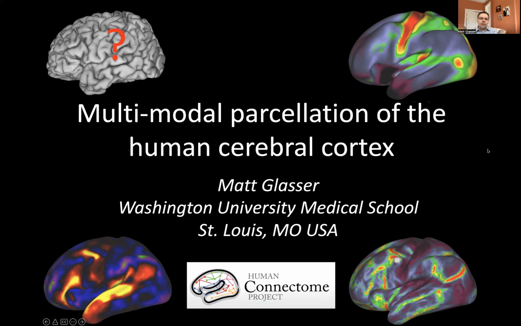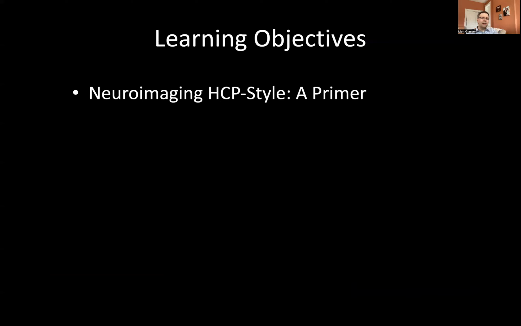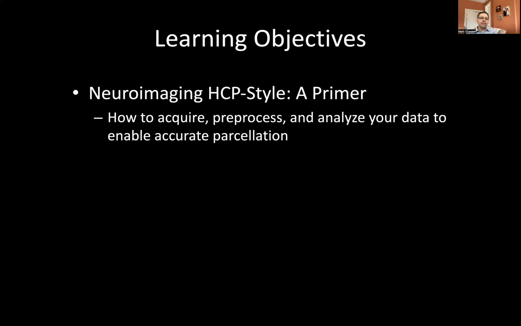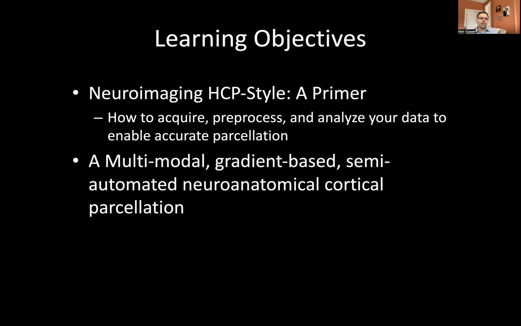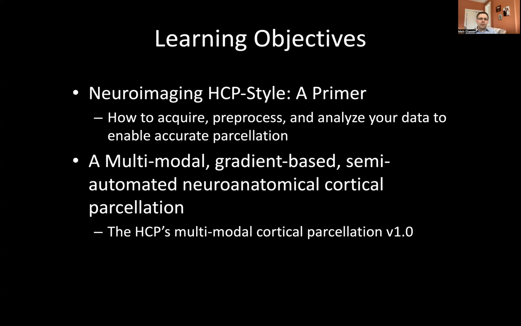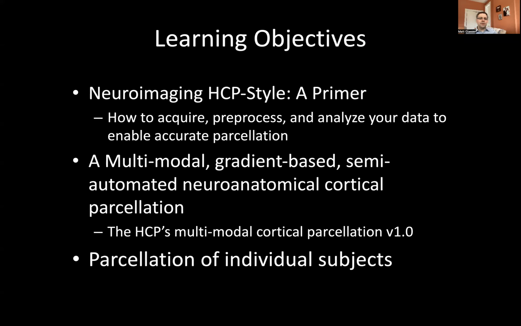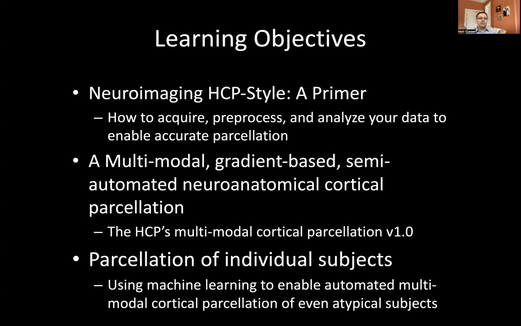So I'm going to talk about multimodal parcellation of the human cerebral cortex and three main topics. First, a primer on neuroimaging HCP style, how to acquire, preprocess, and analyze your data to enable accurate parcellation. Then we'll talk about a multimodal gradient-based semi-automated neuroanatomical cortical parcellation, the HCP's multimodal cortical parcellation version 1.0. And then about parcellation of individual subjects, basically how we're going to use machine learning to enable automated multimodal cortical parcellation of even atypical subjects.